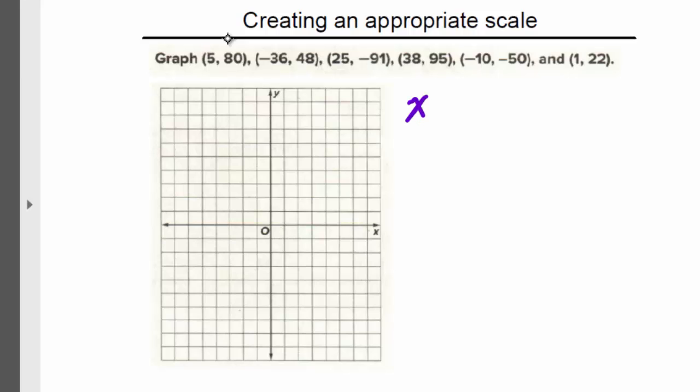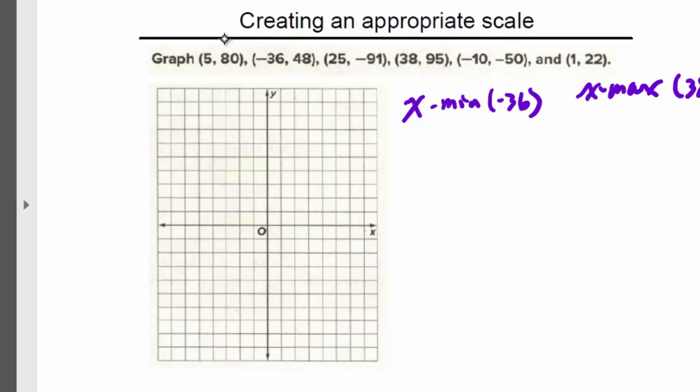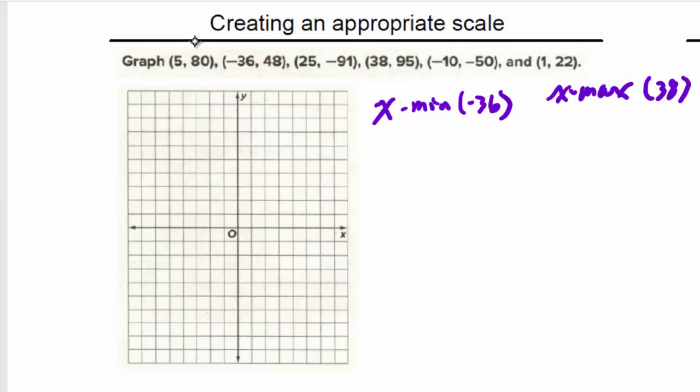We want to find the smallest x value, so like an x min and an x max, so the largest one as well, x max. So looking at our information, our smallest x value appears to be a -36, and our largest one appears to be a +38. Do the same thing on the y values, so y min and your y max.